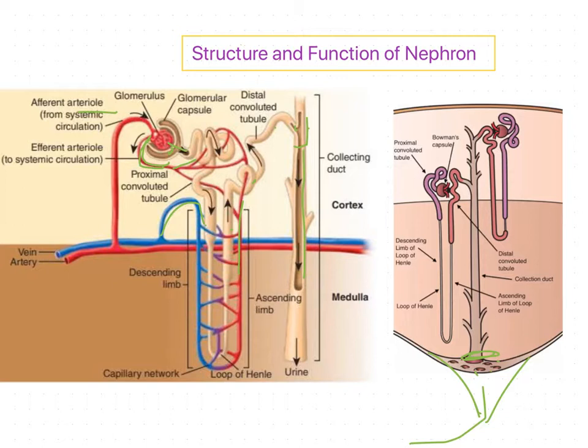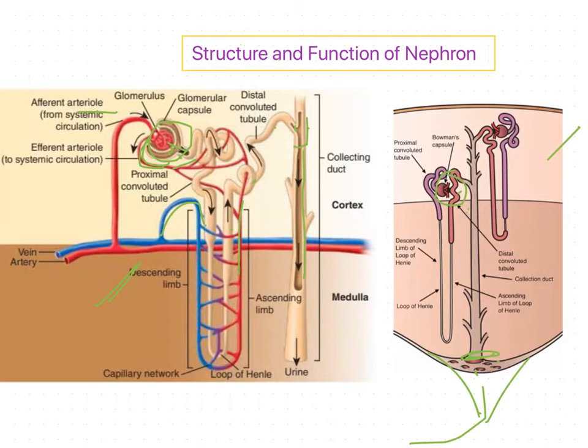One important thing you have to note here is that this diagram is a schematic diagram. Actually, the glomerulus or apparatus is always very close to the ascending limb of the distal convoluted tubule. Here you can find it. So this is the actual structure of the nephron, and this one is a schematic representation.